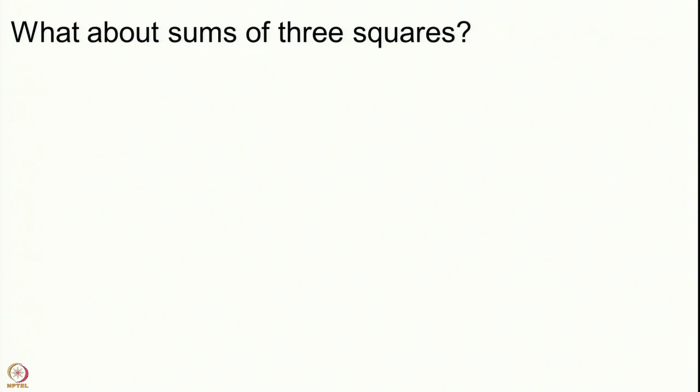Once we are done with sums of 2 squares, the next natural question is, what about sums of 3 squares? When we were looking at sums of 2 squares, it was useful to study the numbers modulo 4. Because modulo 4, the numbers are 0, 1, 2 and 3. When we take the squares, 1 and 3 will give the square to be 1, 2 and 0 will give the square to be 0. So, you will have 0, 1. These are the only possible squares modulo 4.